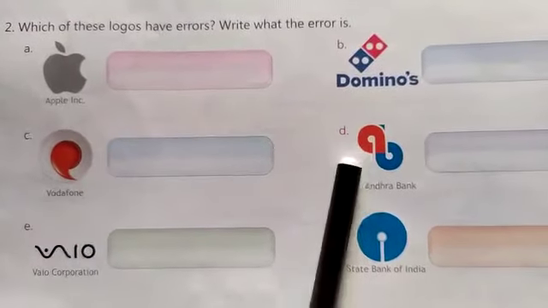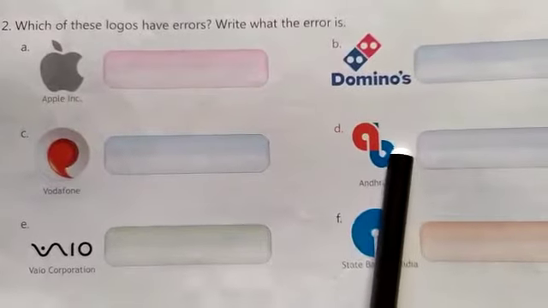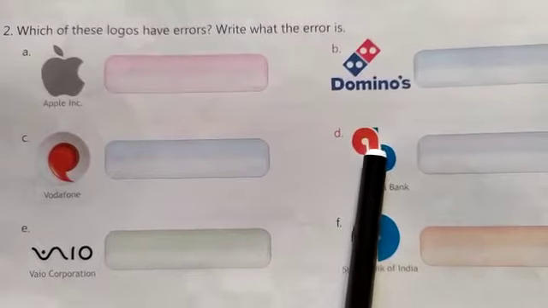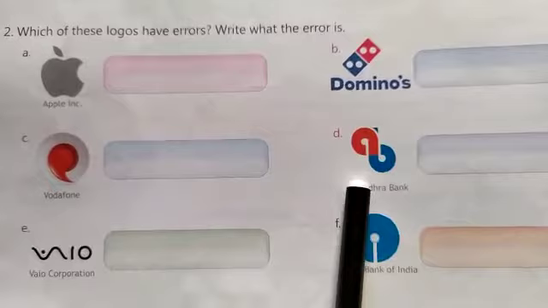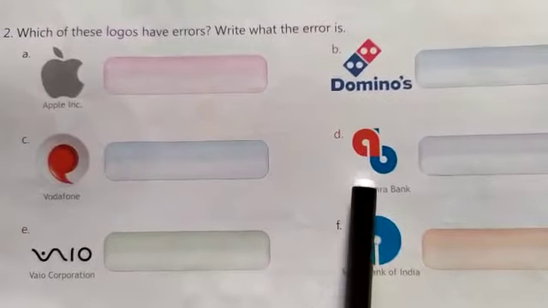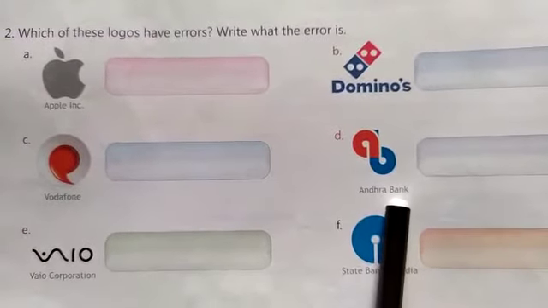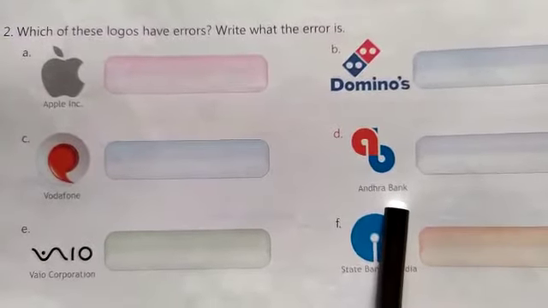Moving on to D part, this is the symbol of Andhra Bank. Can you see here? A is small a and B. Okay. So if you see it carefully, actually there is no error. This is totally correct. So you will write here no error.